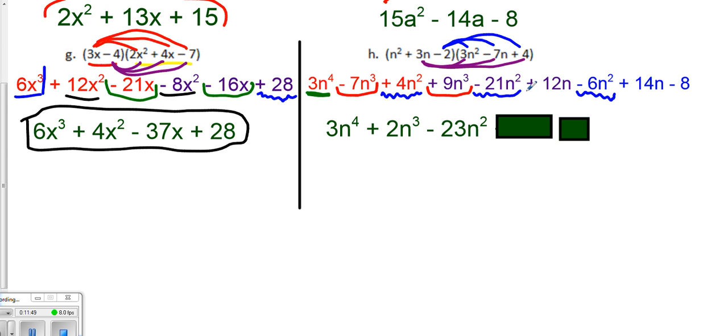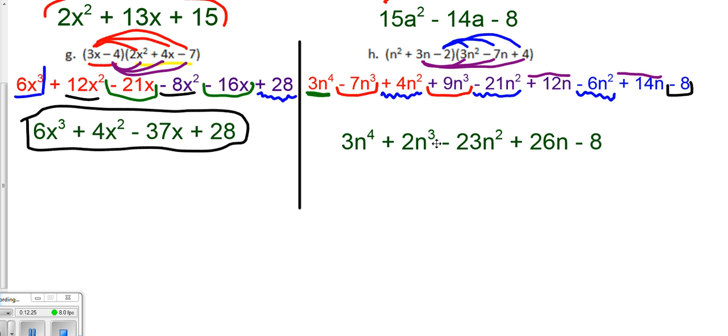Let's look at our n pieces now. I'm going to go over the top. Positive 12n and positive 14n. Sorry, that one went right through it. Move it up. Those two would combine. When I combine those two pieces, the 12n and the 14n, those will add up to 26n. 12 plus 14 is 26. The last piece is just that constant, that negative 8, stays as negative 8 or minus 8.